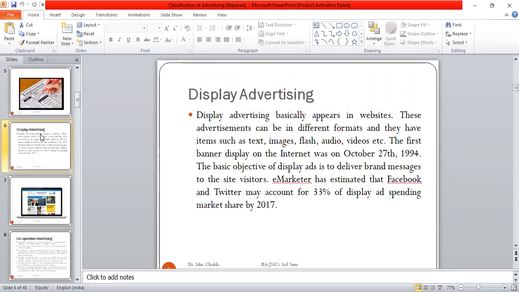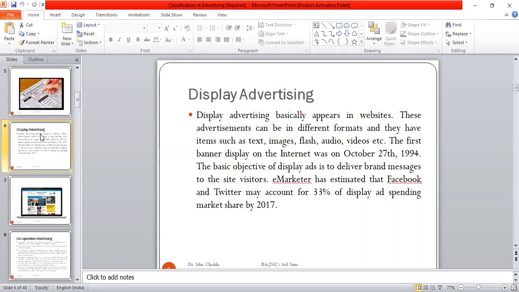The second is display advertising. Display advertising basically appears on websites. These advertisements can be in different formats and include items such as text, images, flash, audio, videos, etc. The first banner display on the internet was on 27 October 1994. Any text, image, graph, picture, flash, audio, or video that appears on the internet is display advertising.